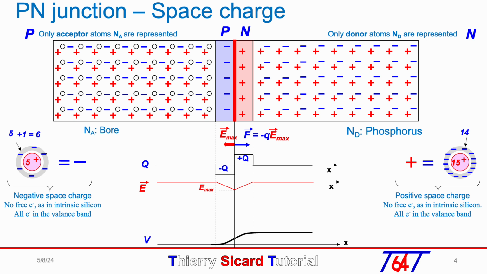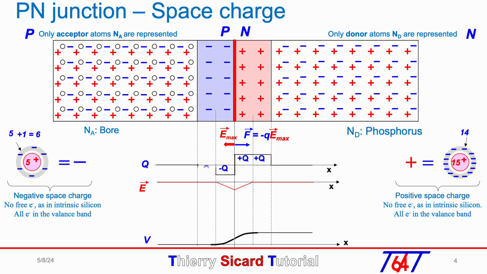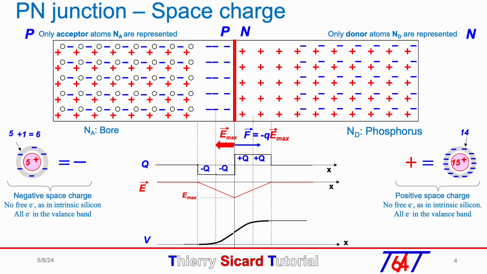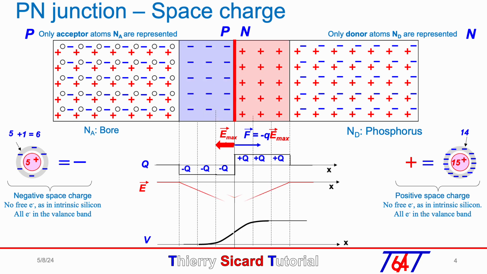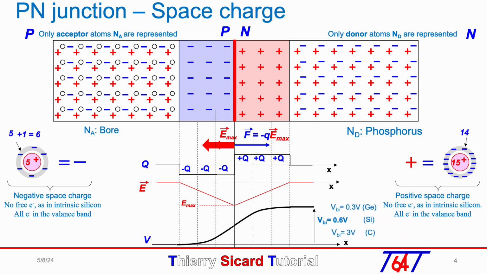This process can continue with other electrons, which will increase the electric charge, the maximum field, and the built-in voltage. This process will continue until the internal junction voltage will force the electrons on the N-doped side to stay on the N side. This built-in voltage, VBI, is equal to 0.6 volt at room temperature for silicon, 0.3 volt for germanium, and 3 volt for carbon.